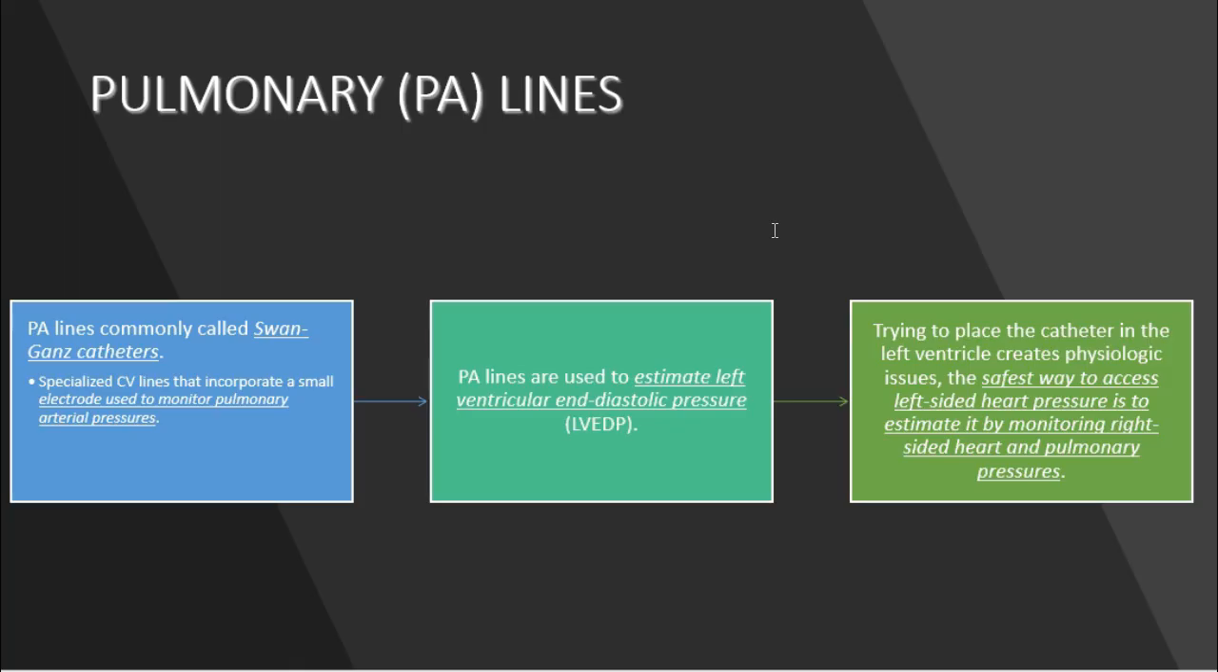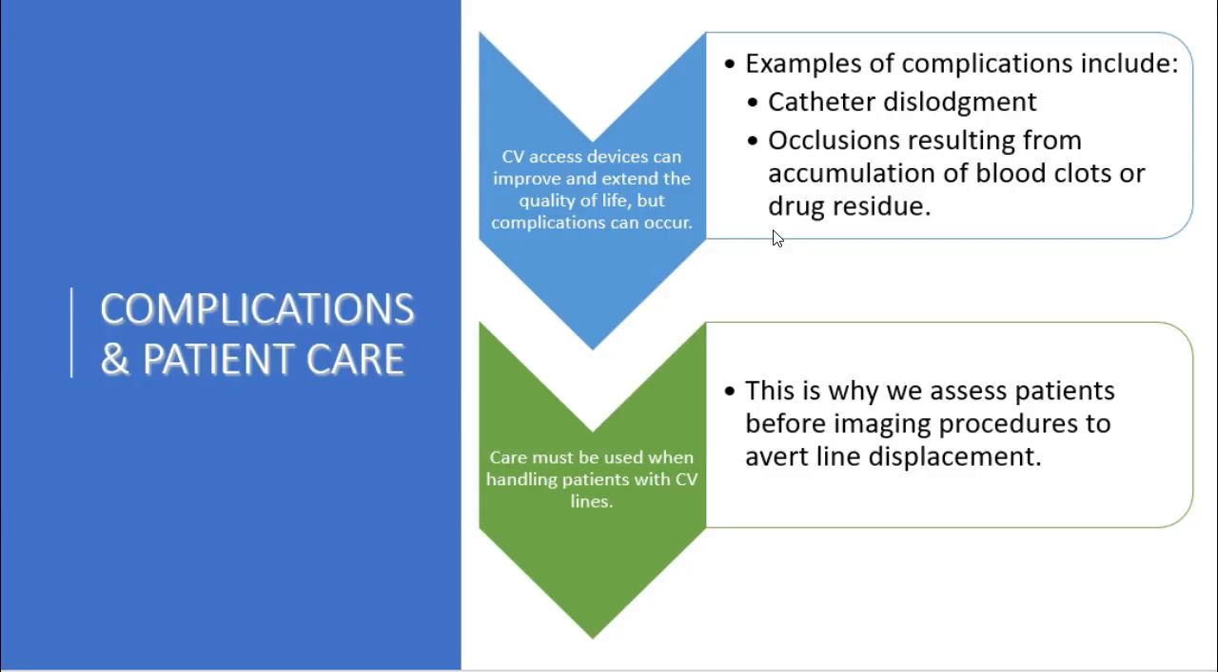All right, so pulmonary PA lines, normally we call them Swan-Ganz catheters. They are a specialized central venous line that incorporates a small electrode used to monitor pulmonary arterial pressures. PA lines are used to estimate left ventricular end-diastolic pressure, and it's important that you know that there is a line going into the heart. You are not allowed to touch these lines. Stay away.